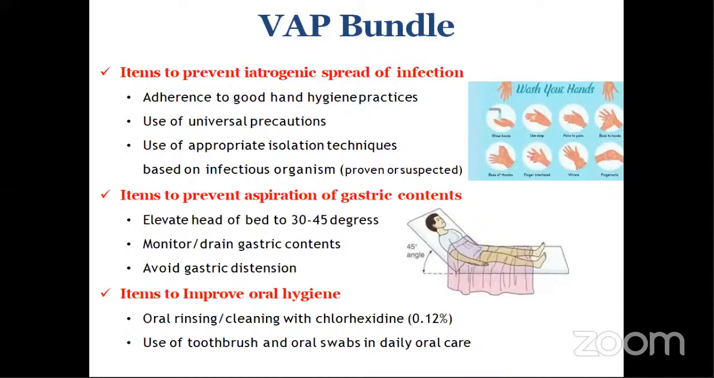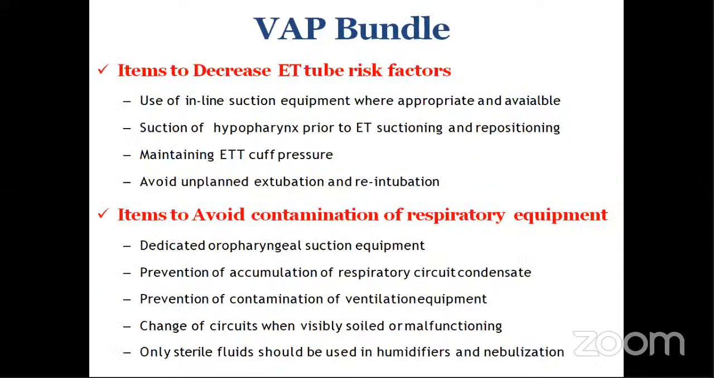Second is to prevent aspiration of gastric contents. For that, elevate the head of bed to 30 to 45 degrees. Monitor or drain the gastric contents and avoid gastric distension. Third is improve oral hygiene by oral rinsing or cleaning with chlorhexidine 0.12%, use of toothbrush and oral swabs in daily oral care. Fourth is decrease endotracheal tube risk factors by use of inline suction equipment where appropriate and available, suction of hypopharynx prior to endotracheal tube suctioning and repositioning, maintaining endotracheal tube cuff pressure, and avoiding unplanned extubation and reintubation.